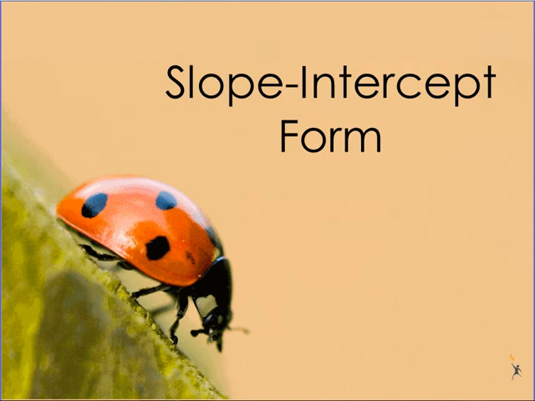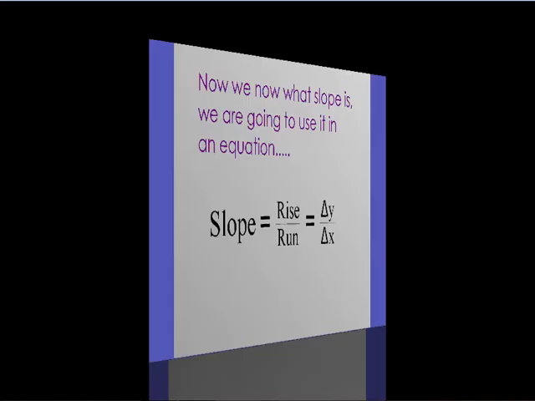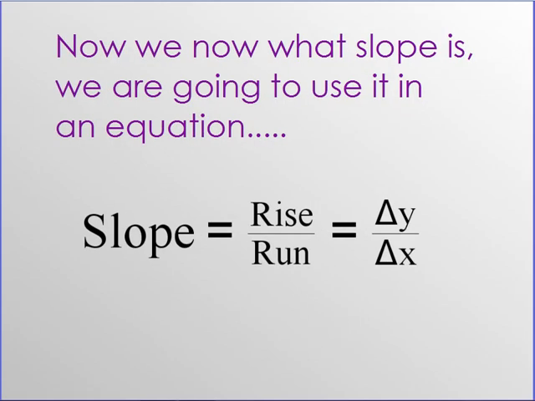Today we're going to talk about slope-intercept form. Make sure that you've gone through the slope lesson before you go through this one. Now you know what slope is. You're going to use it for an equation today. Just a quick reminder, slope is known as rise over run, or change in y over change in x.